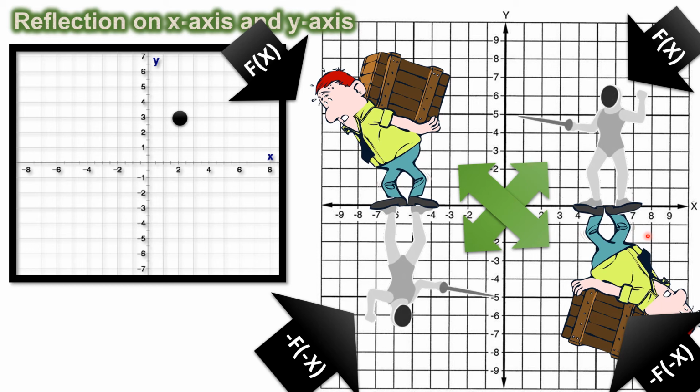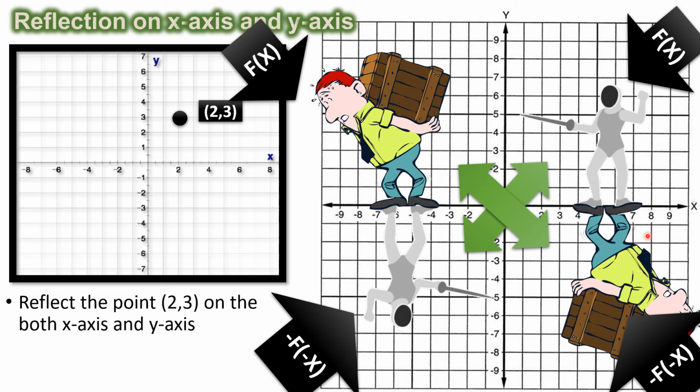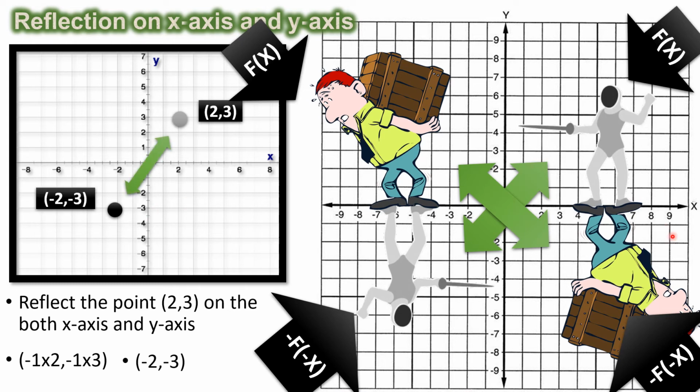Now let's take an example. You see this point 2 and 3. I want to reflect this point in both x-axis and y-axis. You multiply both by negative 1. So negative 1 times 2 and negative 1 times 3. So the new point will be negative 2 and negative 3 over here. This is the new point. You can consider the origin point as a crystal that reflects an object 2 times. It will be reflected over here, then over here.